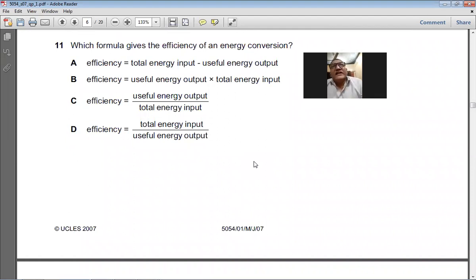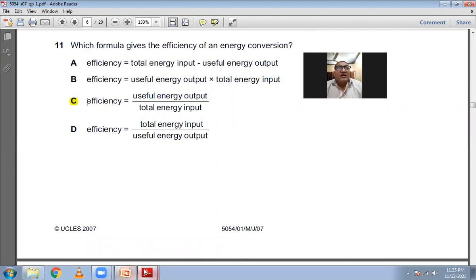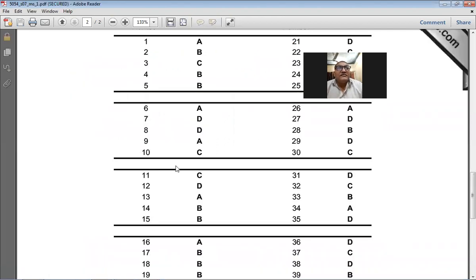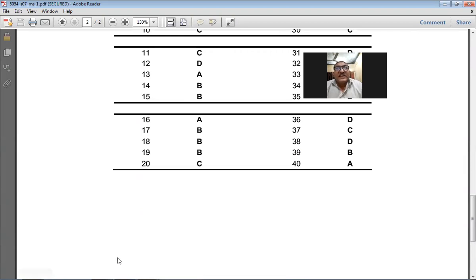Which formula gives the efficiency of an energy conversion? Efficiency is basically useful energy output divided by total energy in. The formula for the efficiency is useful energy output divided by total energy. So that is efficiency. So I think C is the right option. The exact definition is in the C. Question number 11. C is the right option, sir.